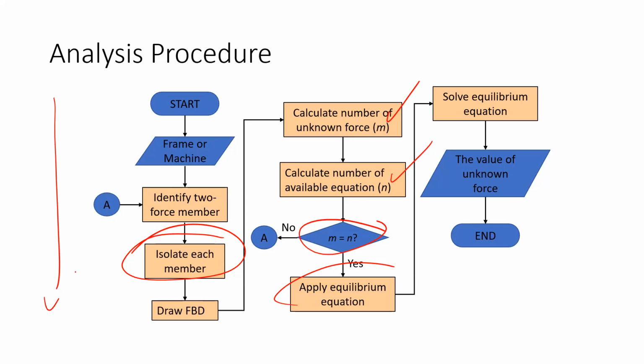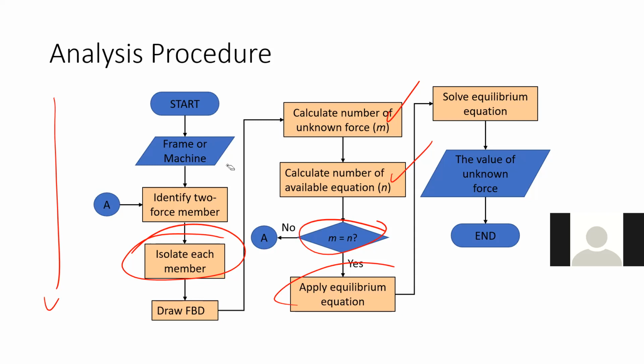As I told you at the beginning, we have to determine whether the frame or the machine has a two force member or not. If it has a two force member, then you have to replace that member with a force representing that member. Then the remaining multi-force members, you have to isolate one by one and draw a free body diagram one by one. That's the main idea on how to solve a frame and machine problem, okay?